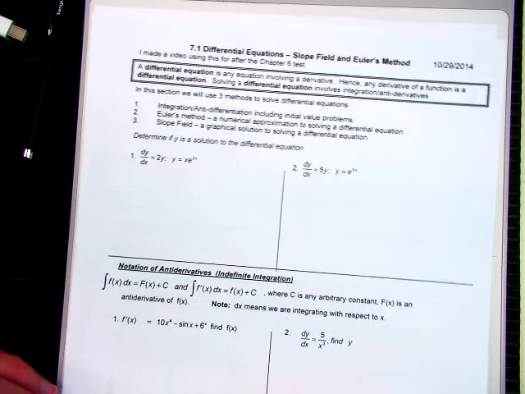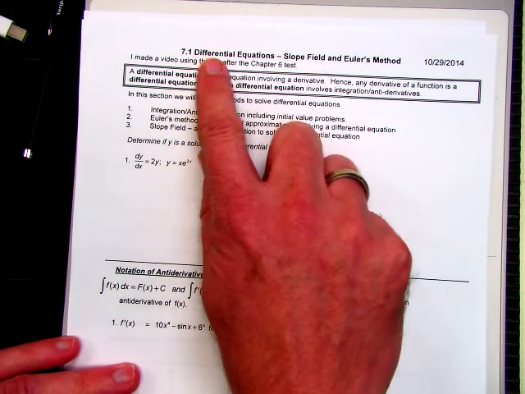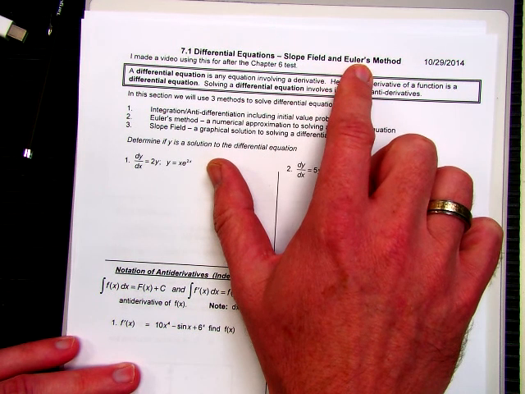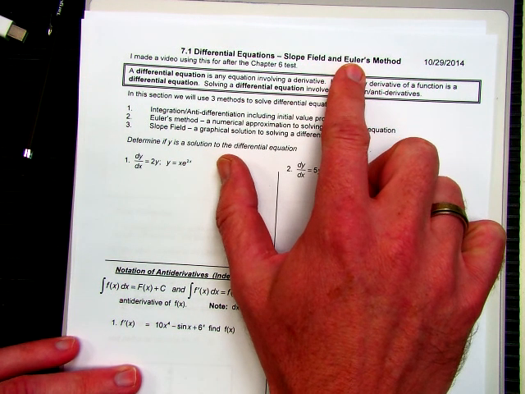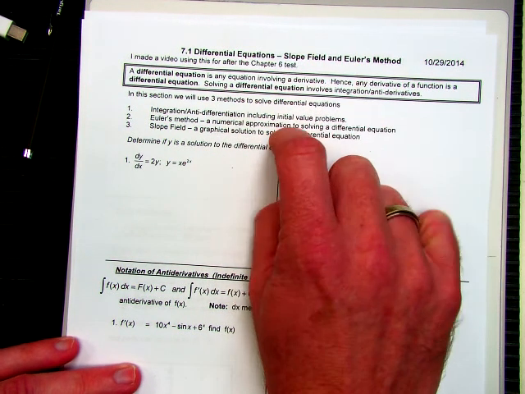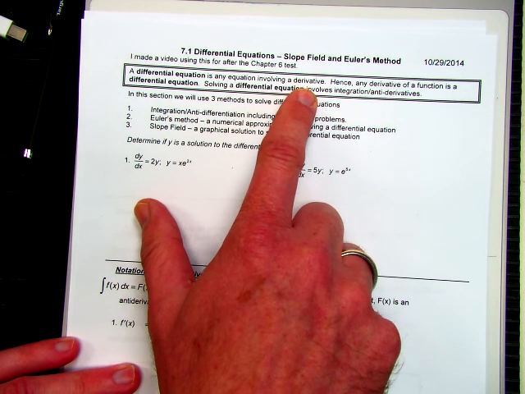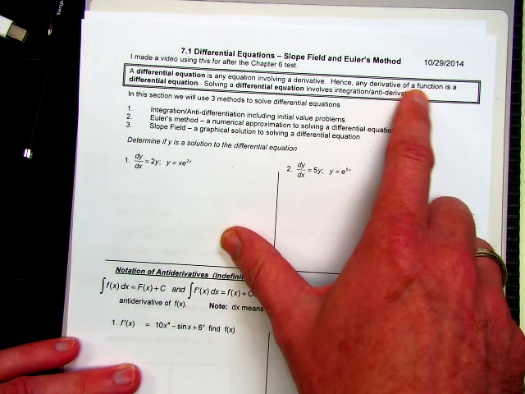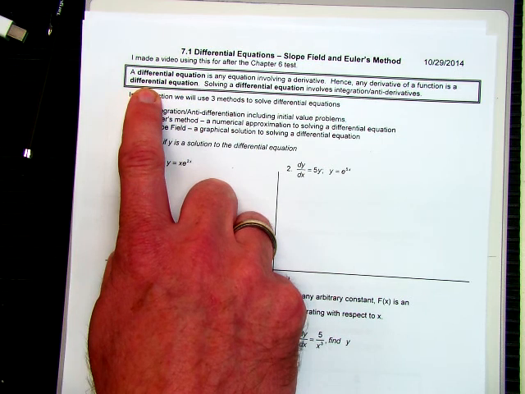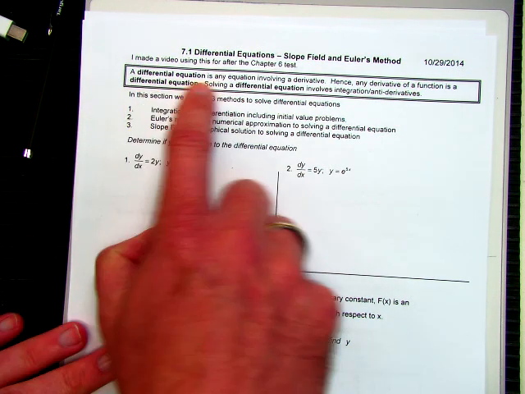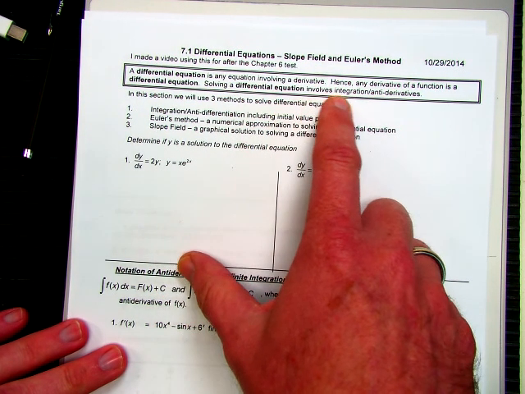We're going to make a video here on differential equations and slope fields. We're not going to do Euler's method in this video, but it'll be one that's upcoming. A differential equation is simply an equation involving a derivative. Hence, any derivative of a function is a differential equation. Solving a differential equation involves integration or antiderivatives.